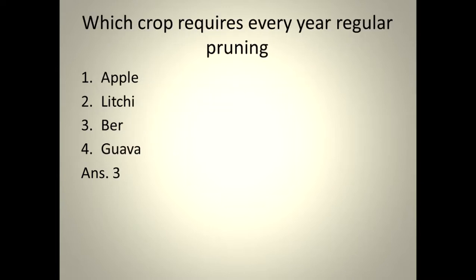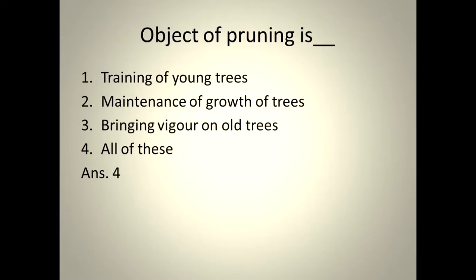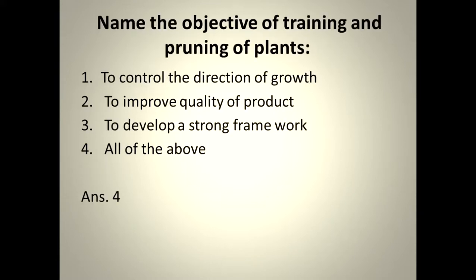The next question is, which crop requires regular pruning every year? The options are apple, lychee, pear, guava. The answer is pear. Object of pruning is. The options are training of young trees, maintenance of growth of trees, bringing vigor on all trees, all of these. The answer is all of these.